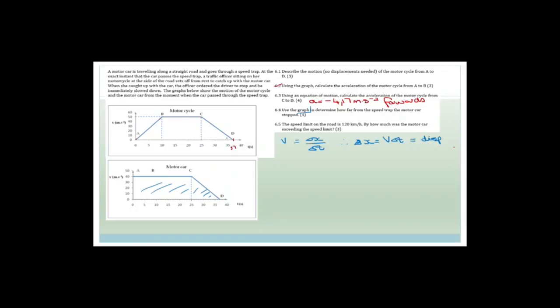And it says use the graph. So the first area is a rectangle. That we can do, it's pretty easy. We can say the area, this delta x, is going to be 25 multiplied by 40 plus a half times 12 times the 40. 25 times 4 is 100, so that's 1,000. Plus 6 times 40 is 240. So that's 1,240 meters. So the motor car traveled 1,240 meters before it was stopped.